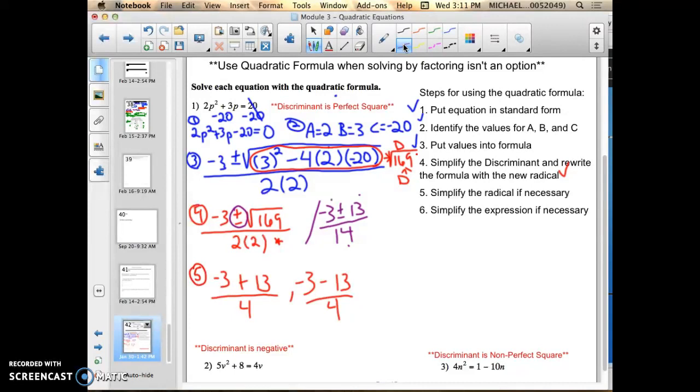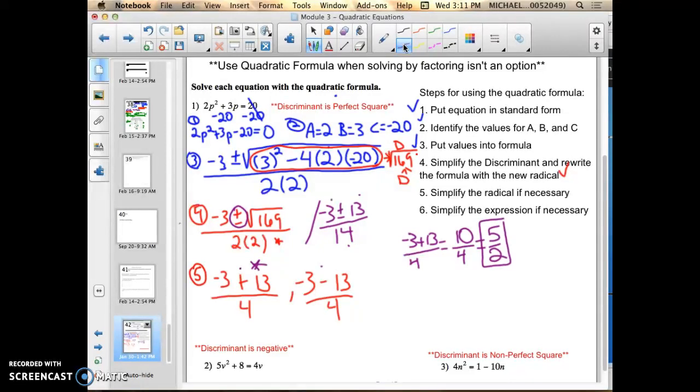I wanted to separate the plus and minus into a plus and minus because I'm actually going to do this math, okay? Negative 3 plus 13, and I'm going to show this over here. So negative 3 plus 13 over 4 equals, negative 3 plus 13 is a positive 10 over 4 equals, and if I simplify this, 10 over 4 reduces to 5 halves. So one solution is 5 halves. That's this math, all right?